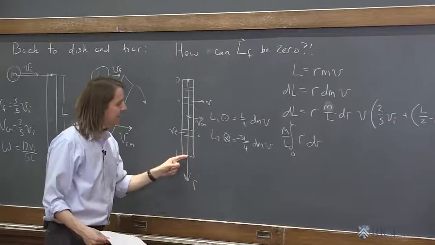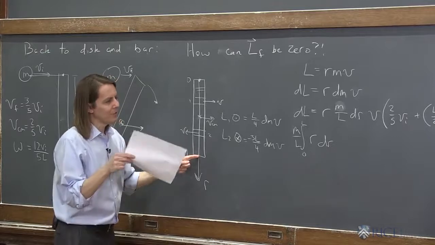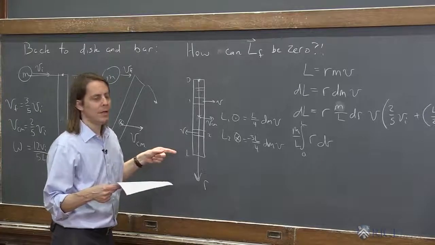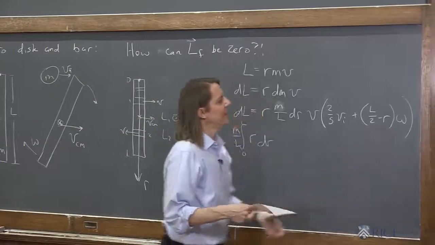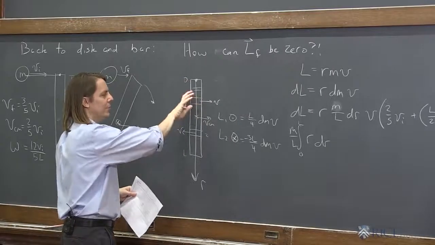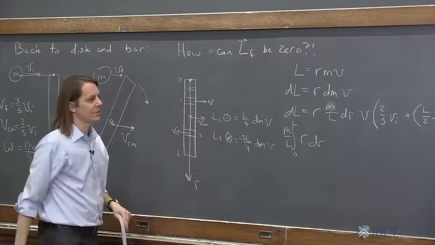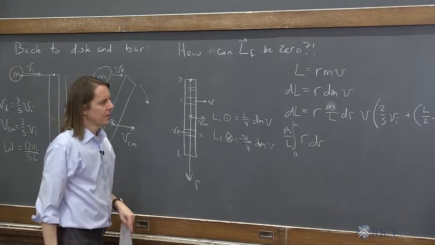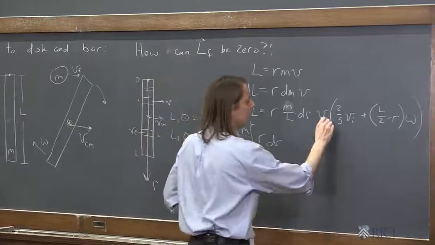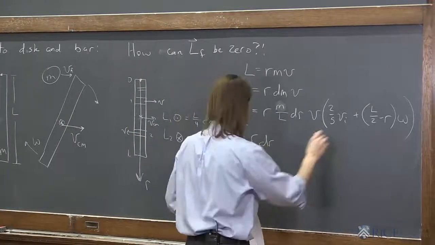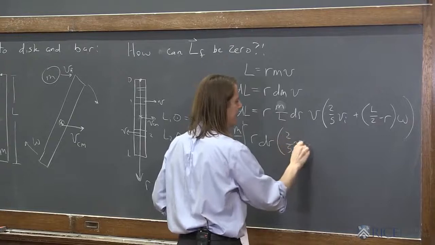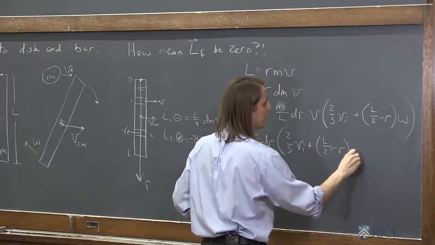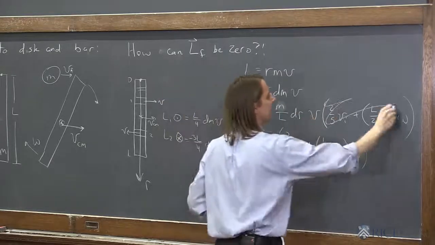If you are way down here at r equals L, L over 2 minus L is negative L over 2 times omega. The rotational velocity gives you a negative term. So you can see this little expression is set up to give you the velocity, positive this way, of every piece of the bar. So let me write it down here: 2/5 VI plus L over 2 minus r times omega.